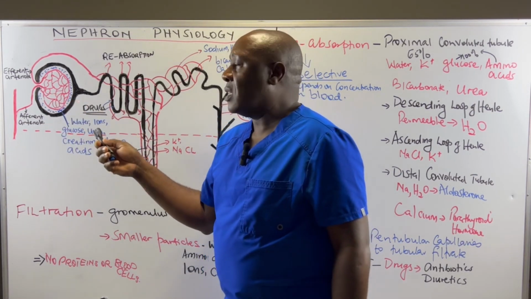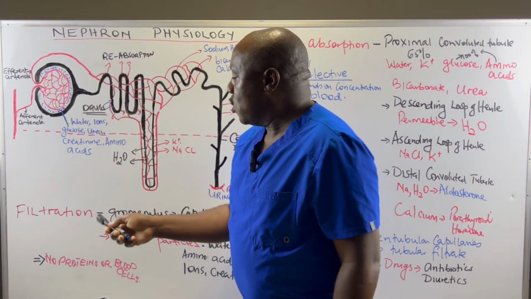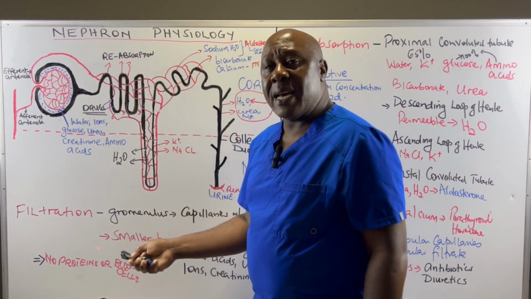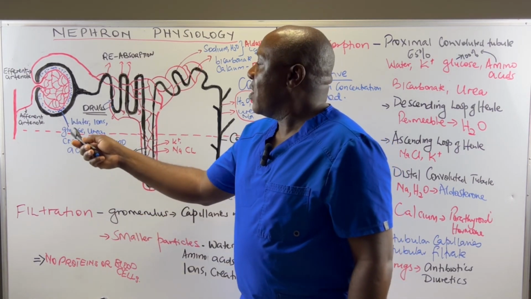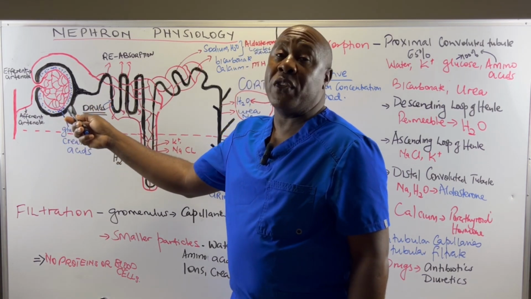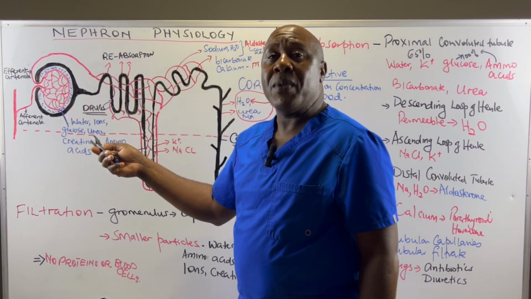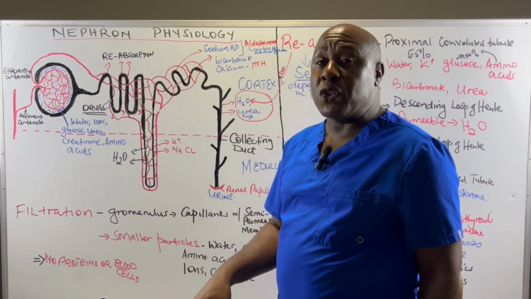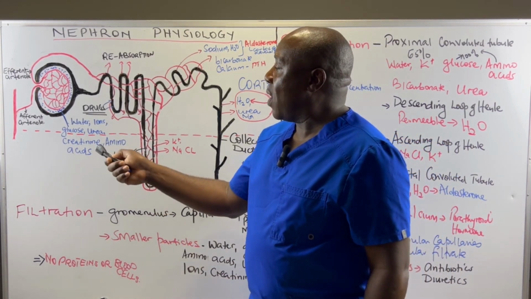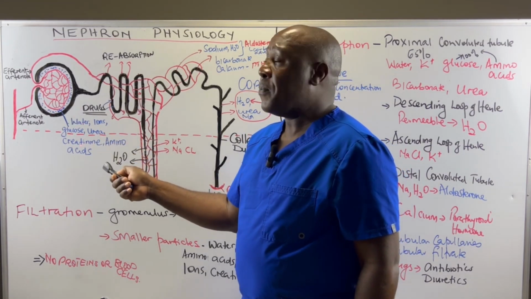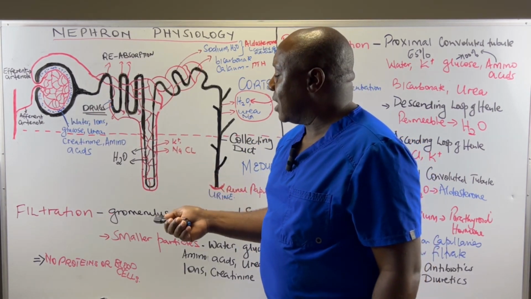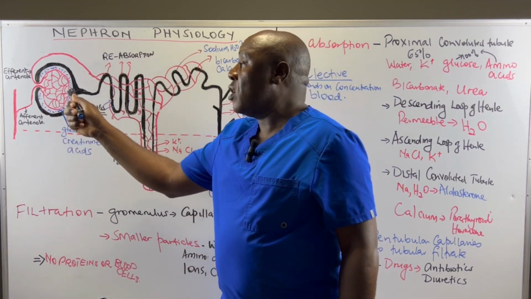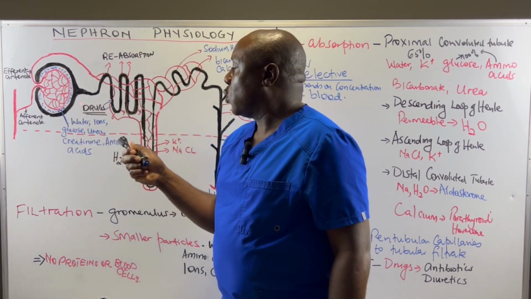Now, one thing I want you to note is that in normal circumstances, we do not expect proteins or blood cells to move out of the glomerulus. Blood cells and proteins are large, and as such, they should not move out of these capillaries. This is just in normal circumstances. But we have other times when various conditions in the kidney will force these proteins and blood cells to move out with the other glomerular filtrate elements. So in normal circumstances, we do not expect to find proteins or blood cells in this particular filtrate. So only smaller particles are able to filter out.